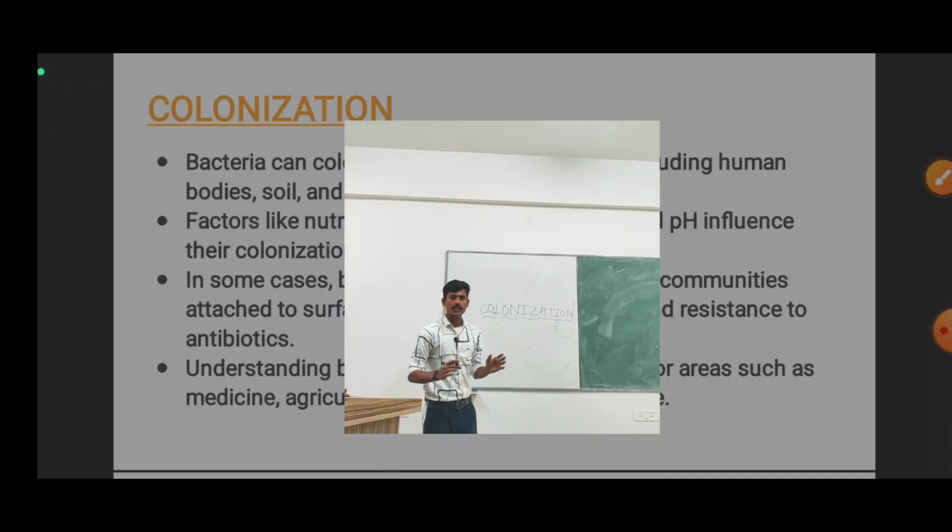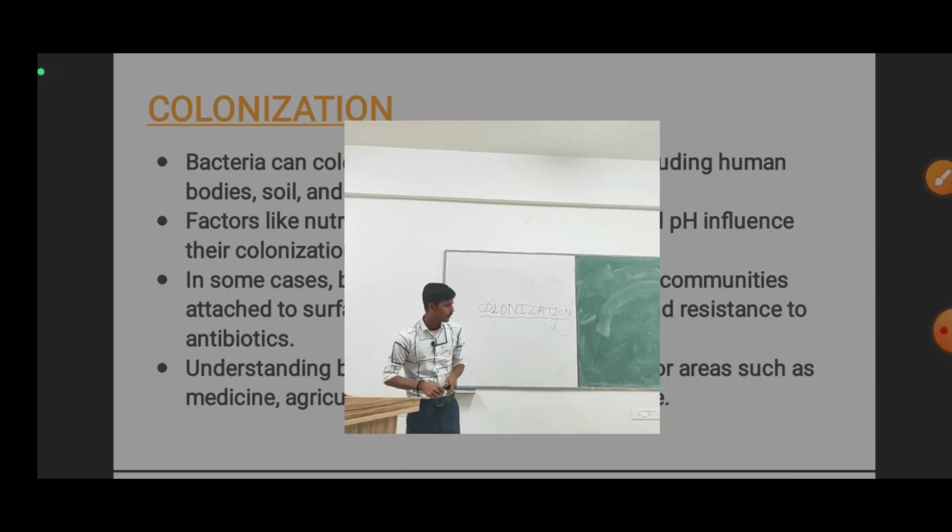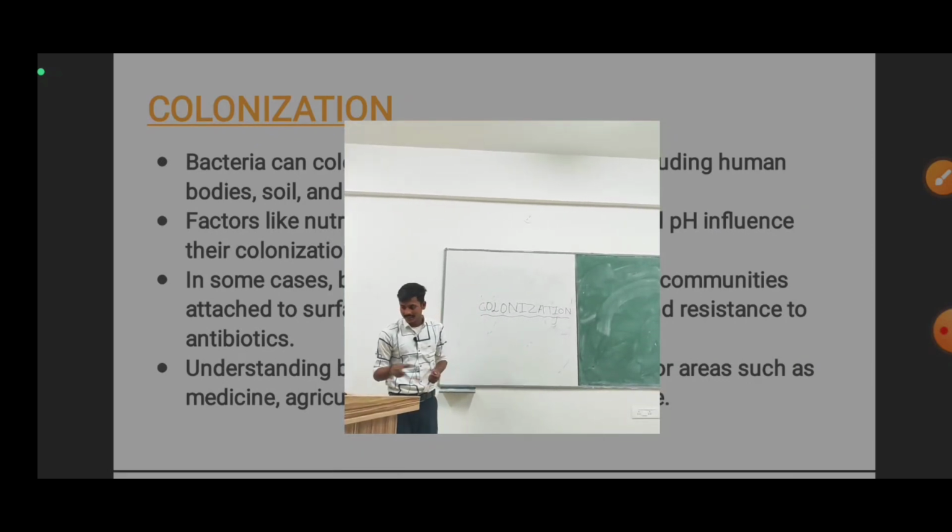Colonization is basically the formation of bacteria on a surface. It might be the human body or any favorable object where bacterial growth can be sustained and they can flourish, as well as in the animal's body. So this colonization, see the slide.